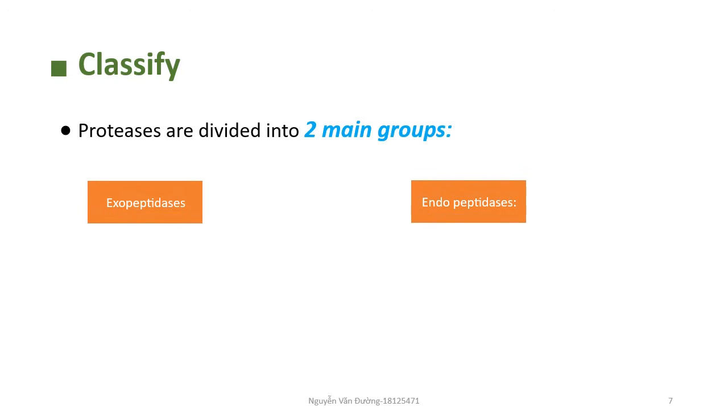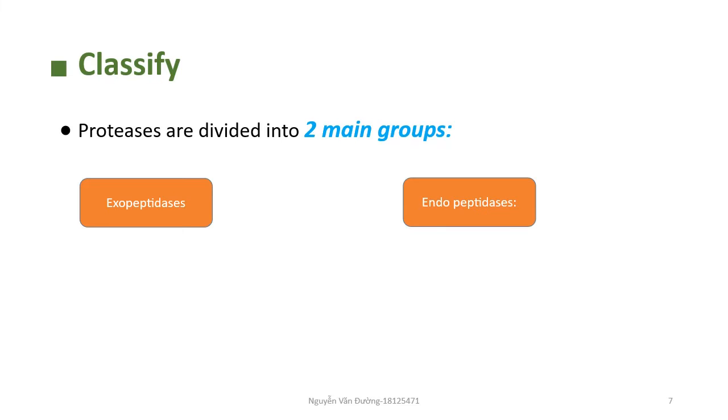In this slide, we're going to discuss about classification of protease enzyme and how is protease enzyme classified. In order to classify protease enzyme, we have to follow many factors. Based on the position of action of protease on peptides in protein molecules, people divide protease into two main groups: exopeptidases and endopeptidases.